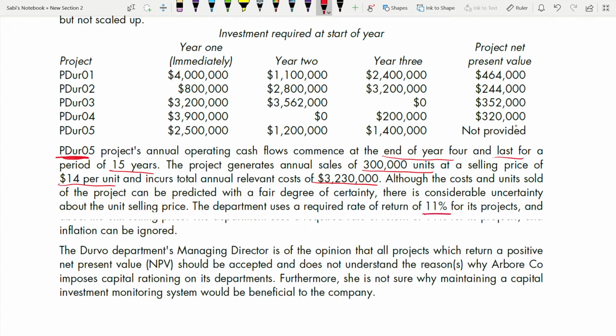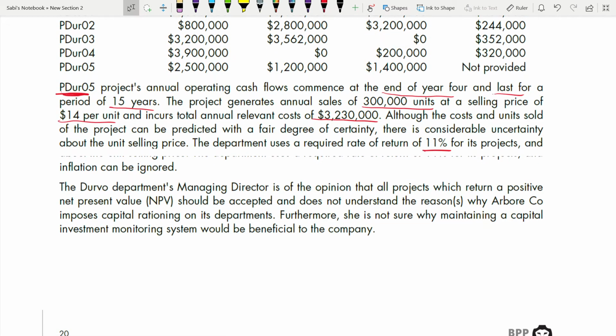So 11% is what? Cost of capital. You need the cost of capital to find net present value. Inflation can be ignored, so there's no inflation, thank God, right? That's a good thing. Next.